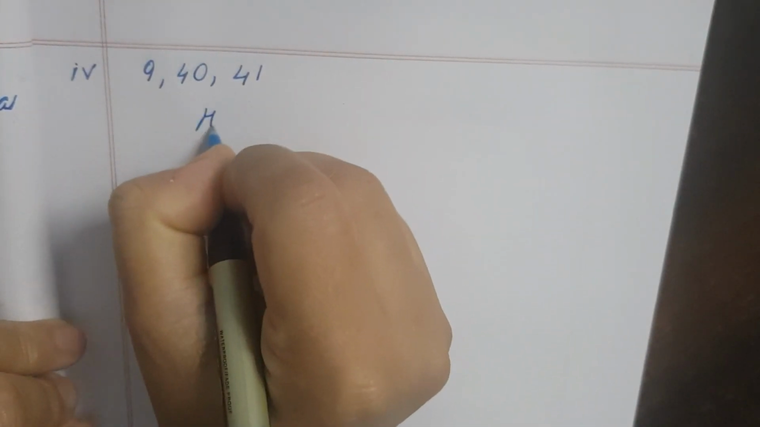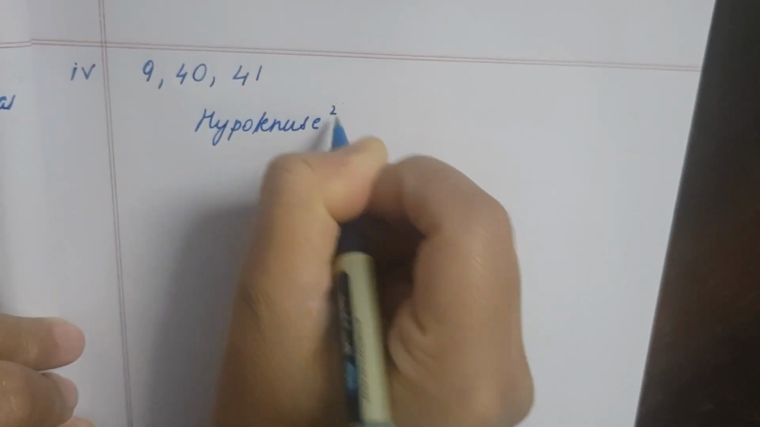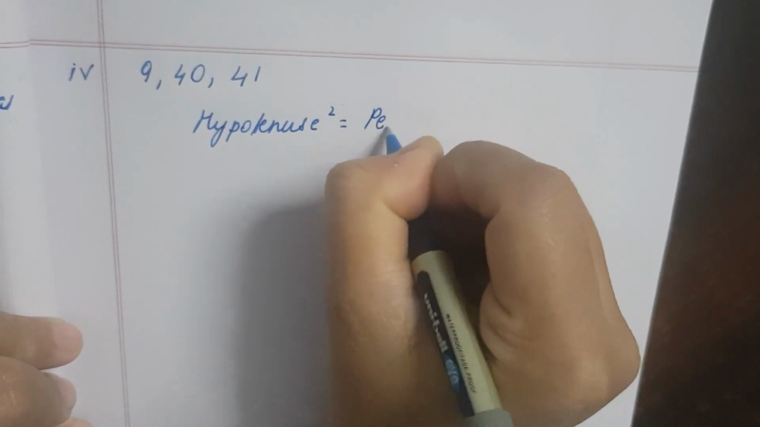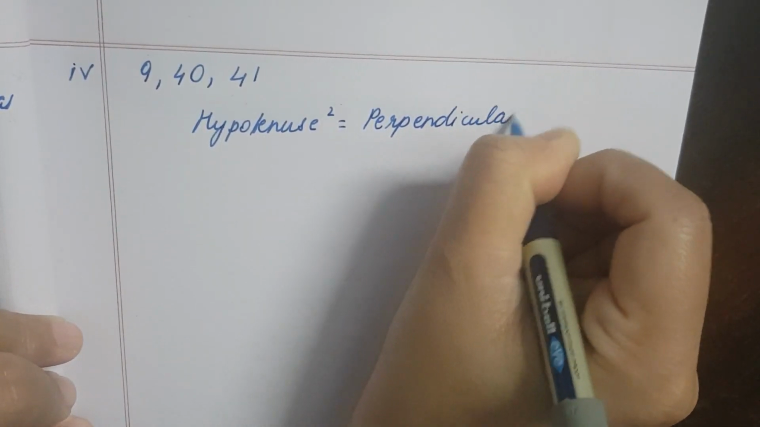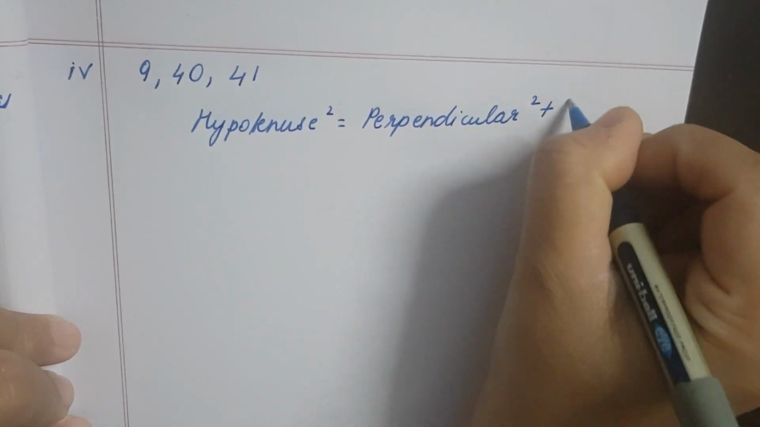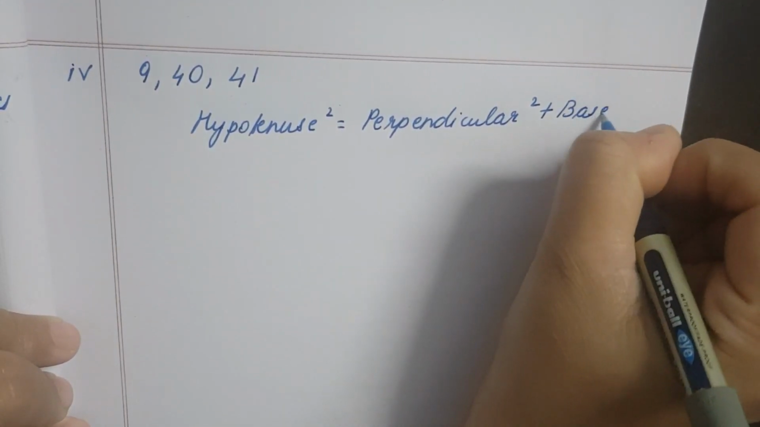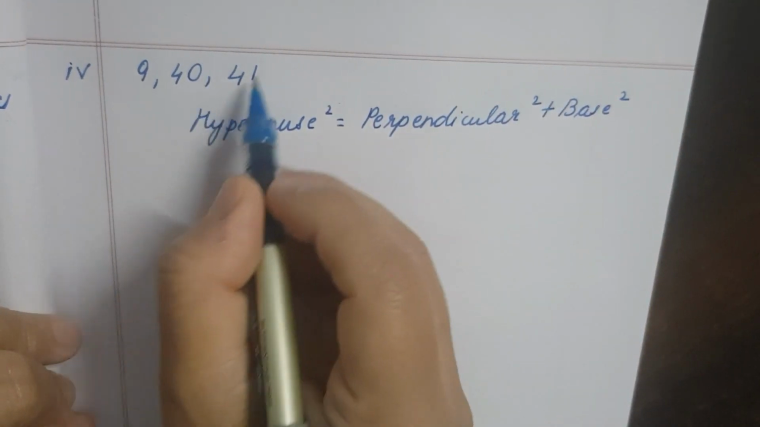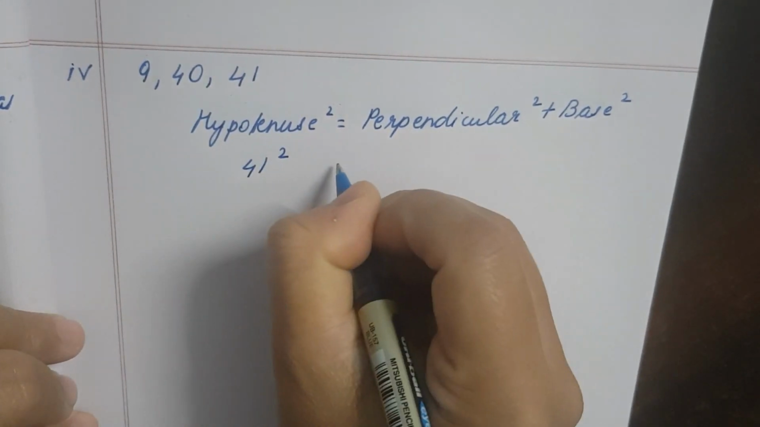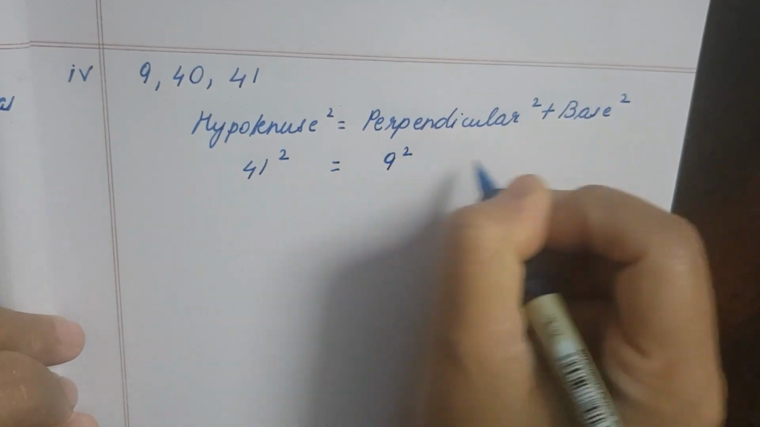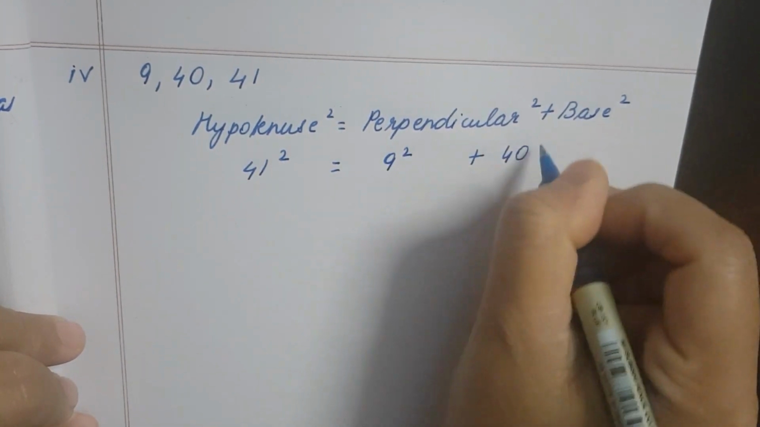Subdivision 4. So the formula is hypotenuse square is equal to perpendicular square plus base square. So hypotenuse is the longest side, so the biggest number. 41 square is equal to 9 square plus 40 square.